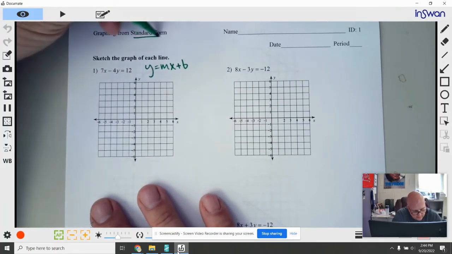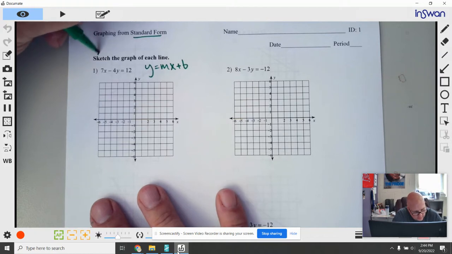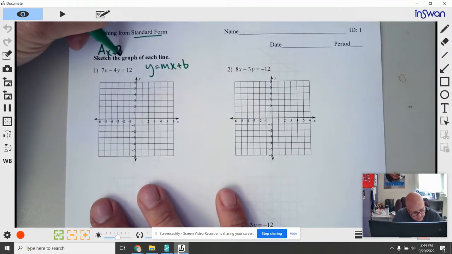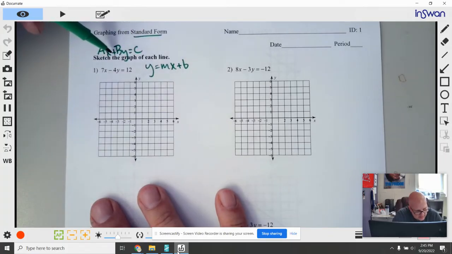Okay, standard form refers to when it's Ax plus By equals C. And it doesn't have to be a positive. It could be a negative in there as well. Any of these numbers could be negative. But notice I wrote these in capitals. When you write in capital, it's different because it means that these need to be whole numbers. These are integers. Okay, so this is standard form.